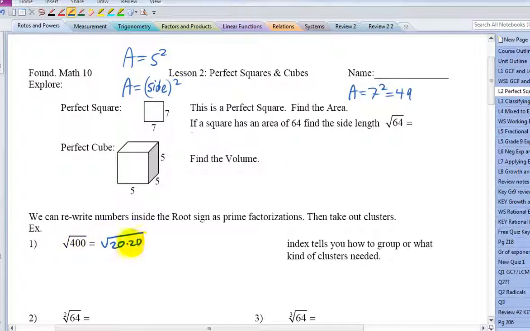20 times 20. What can you break 20 into? 4 times 5 times 4 times 5. Okay. So if you take that out, that equals 4 times 5, which equals 20.